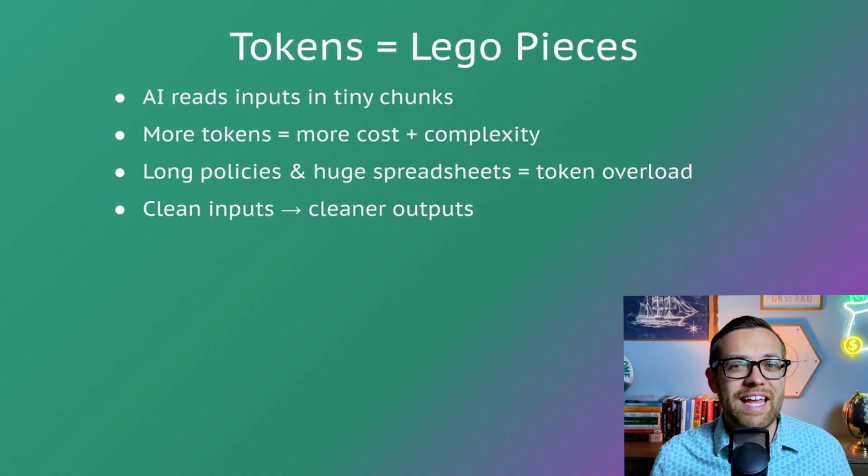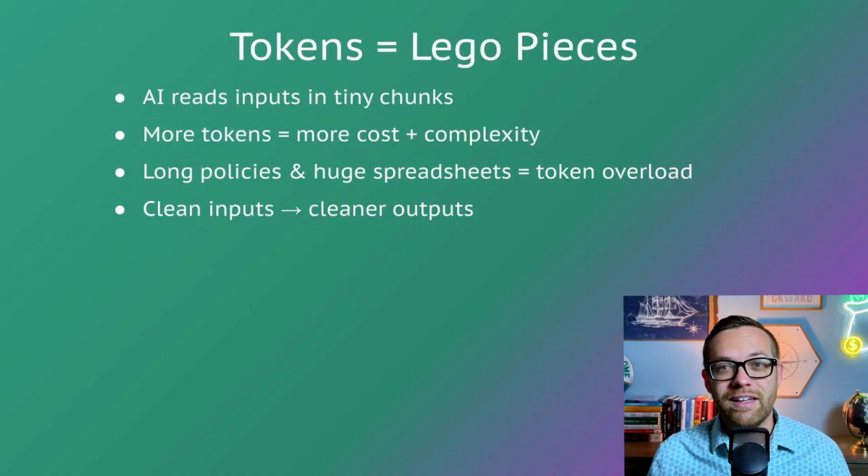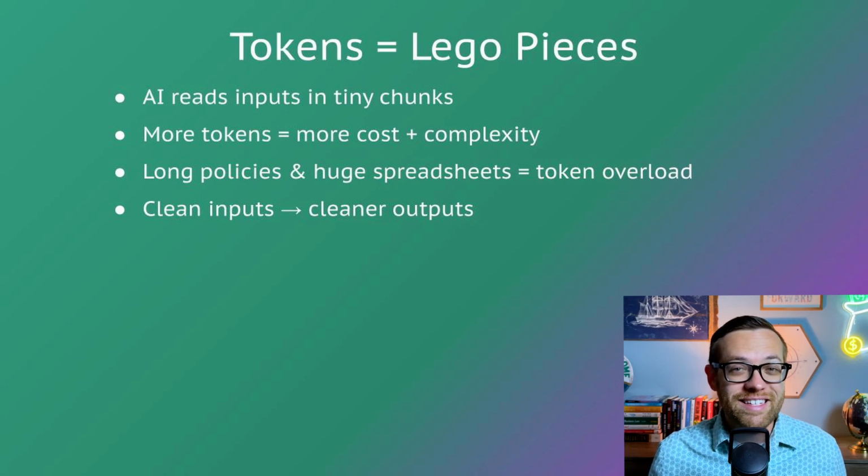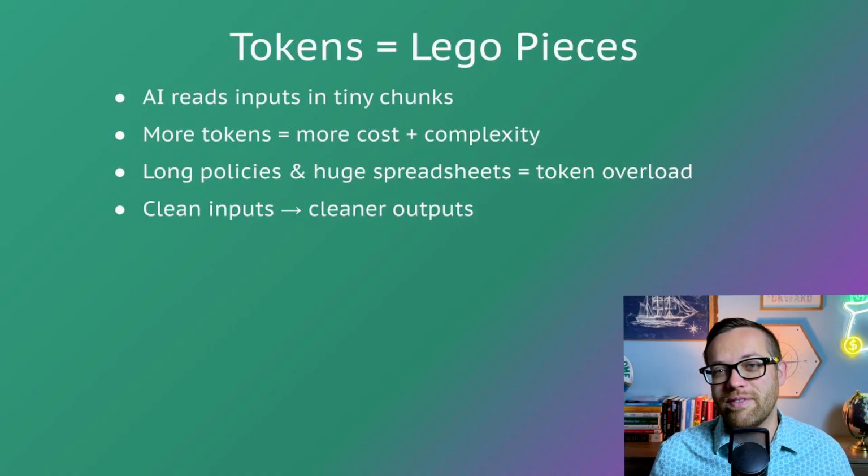This matters because agents don't get infinite building blocks. They get a quota. And once they're out of space, the model starts dropping information like a stressed analyst dropping footnotes at 11:59 p.m. So the takeaway? The more text you shove into an agent, the more careful you have to be. Long policies, giant CSVs, multi-tab spreadsheets, they eat tokens for breakfast.